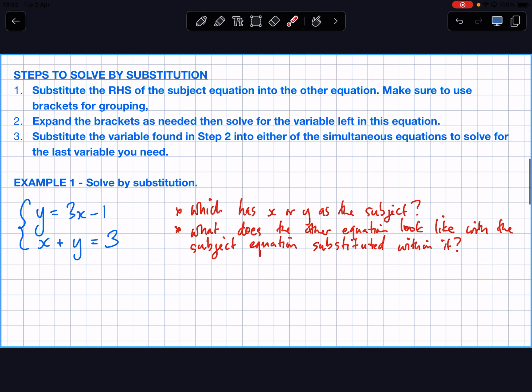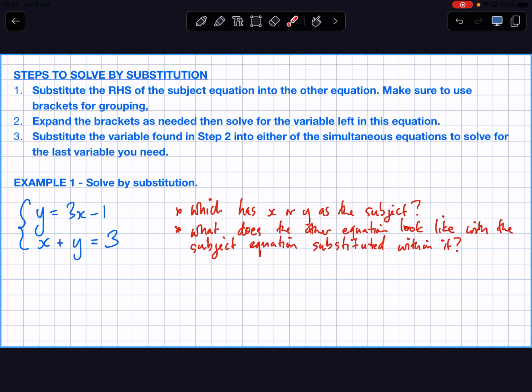Now, let's practice. Solve these simultaneous equations by substitution. You have y is equal to 3x take 1, and x plus y is equal to 3. This red stuff is not your working out. This is just for me to help you with the first example. And what am I thinking in my head? Which of the equations, the top or the bottom, has x or y as the subject?